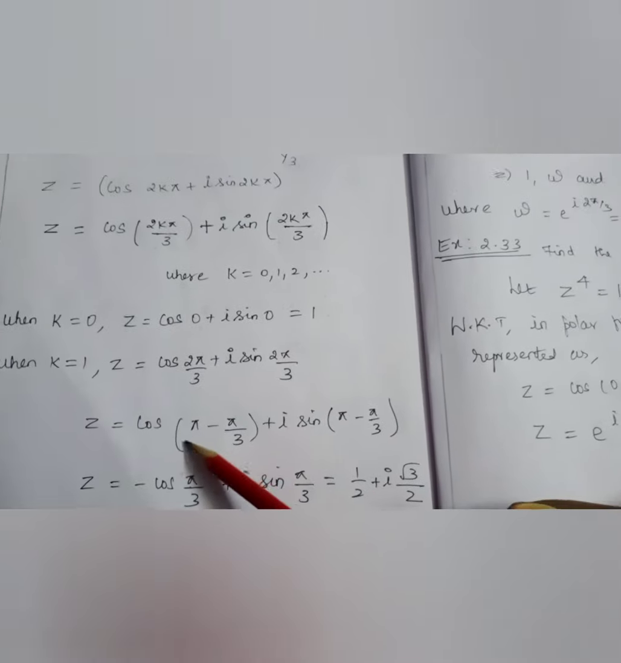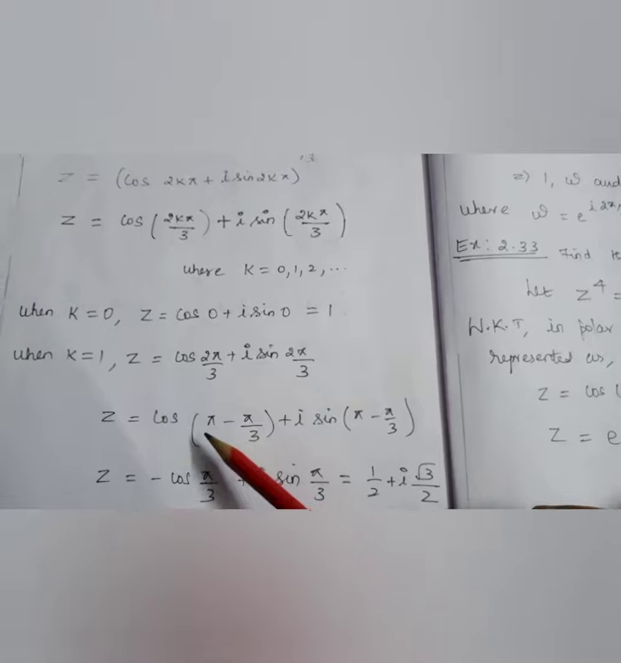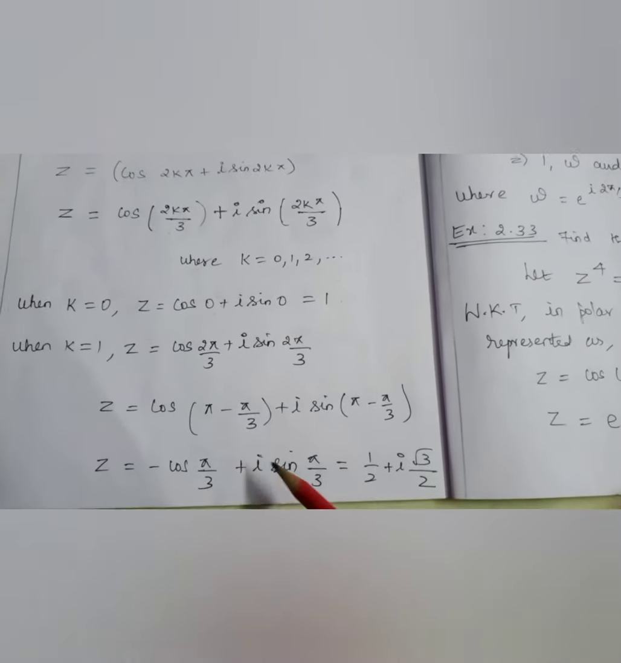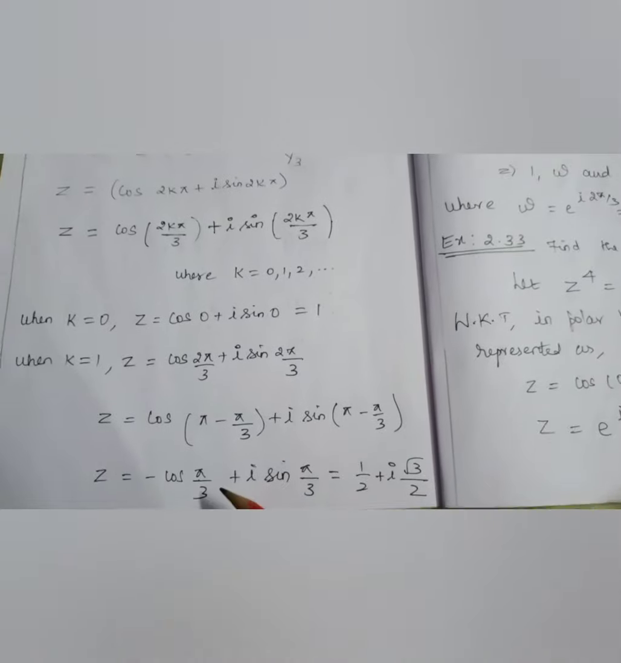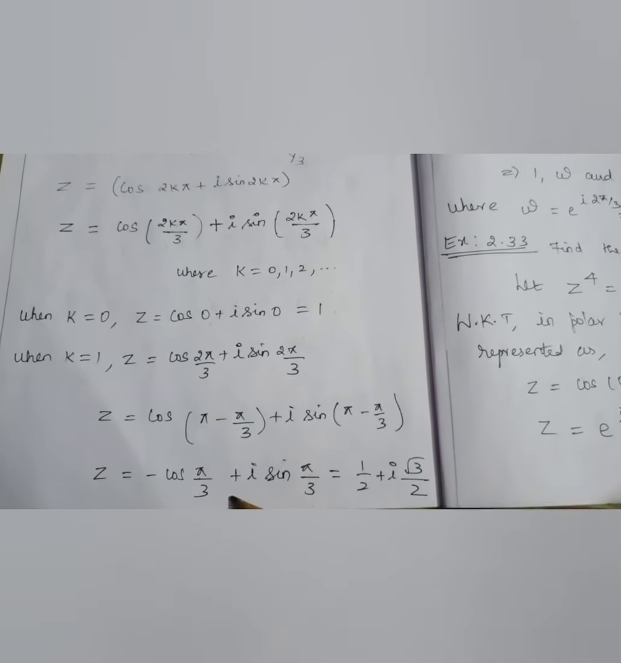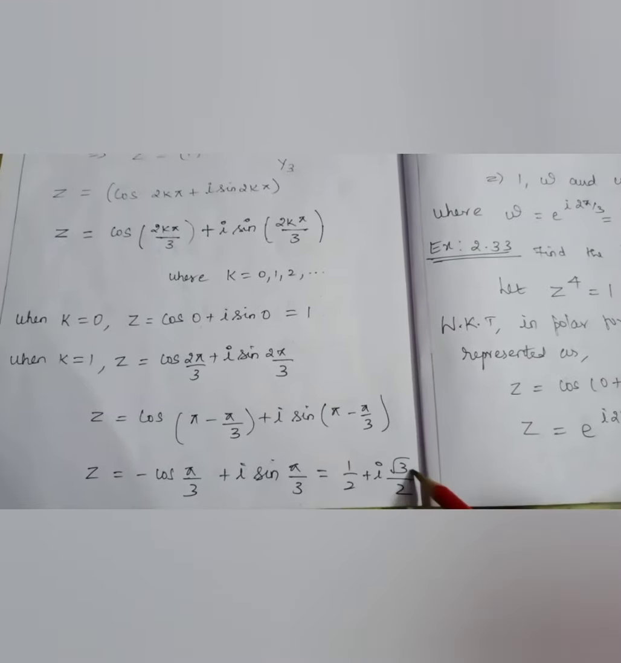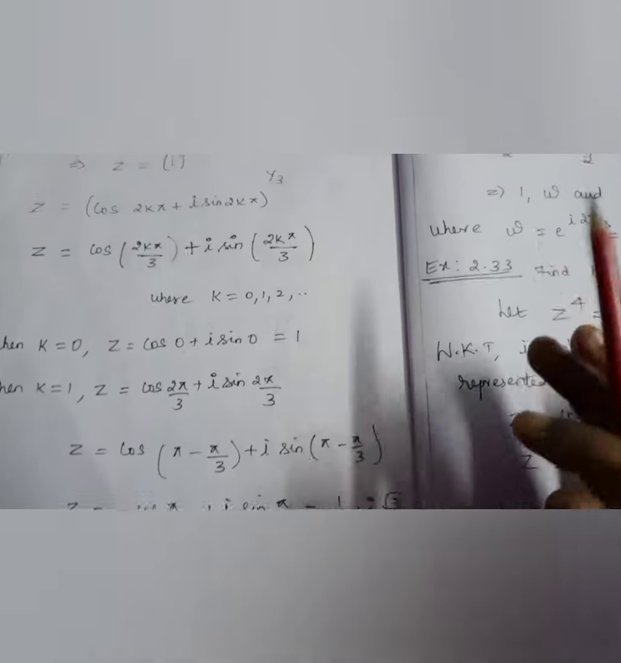by 3. Now what is cos of pi minus theta, children? Cos of pi minus theta is nothing but minus cos theta. So minus cos pi by 3 plus i sin pi by 3. What is pi by 3, children? It is 180 by 3. What is 180 by 3? 60 degree. So cos 60 is 1 by 2 and sin 60 is root 3 by 2. So we got the answer.